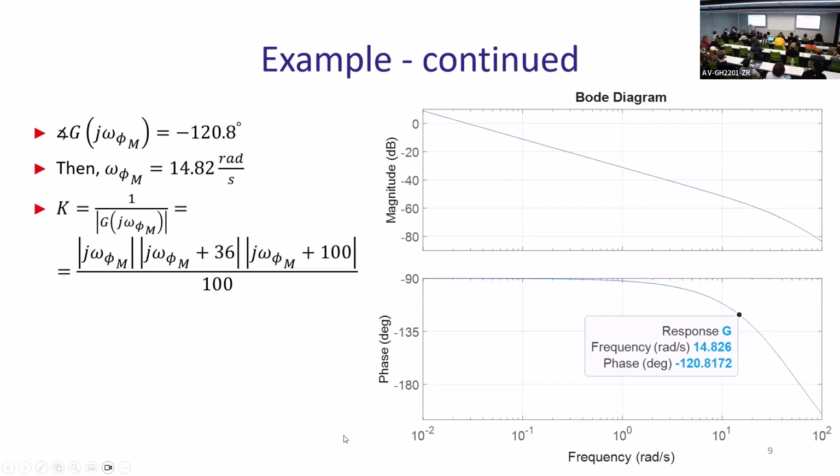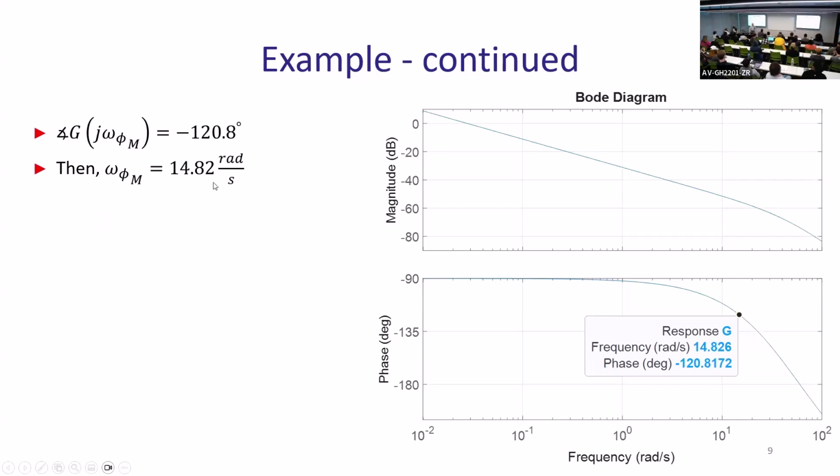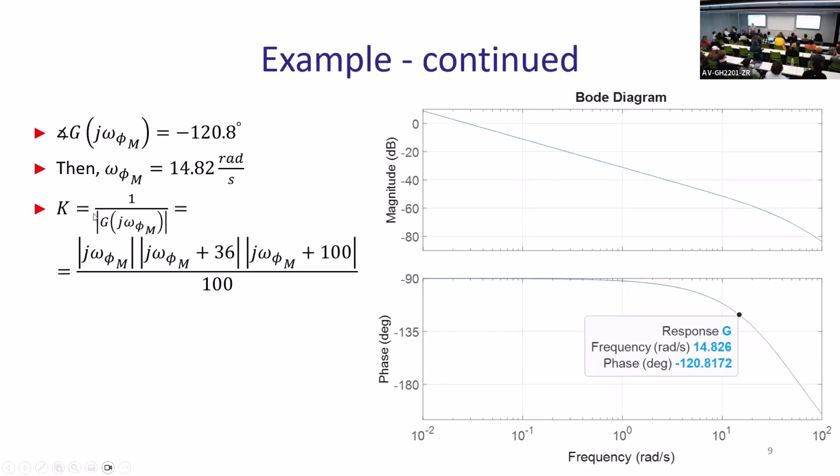So this is the thing that you're looking for. Okay, this is a number. So you found at which frequency I want my gain to be 0 dB. Now I compute what the gain should be, which is 1 divided by the absolute value of G at that particular frequency, where this is S plus 36, and this is S plus 100.